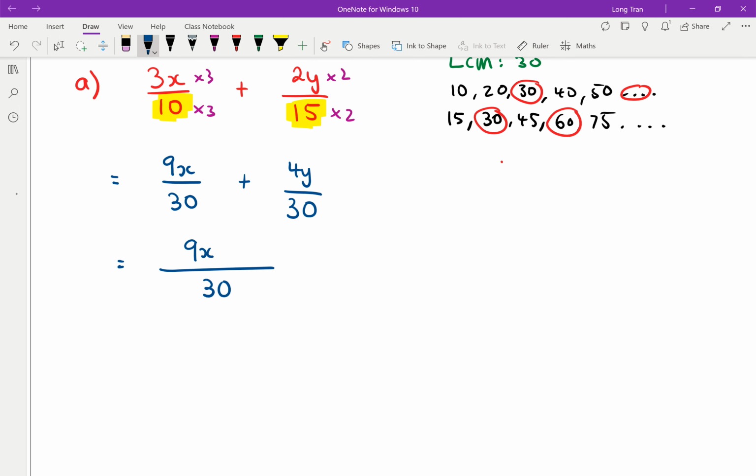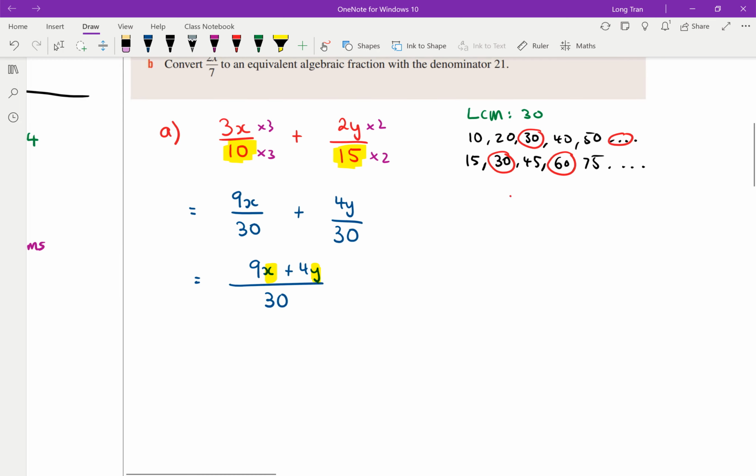I've got 9x add 4y. Now notice, these two are not like terms. X and y aren't like terms, so I can't add them together, and that is my final answer. Okay, so you can't do anything in the numerator, that's why you leave it as it is. Do not add them together and write 13xy. That is wrong. Okay, you can't combine them together.